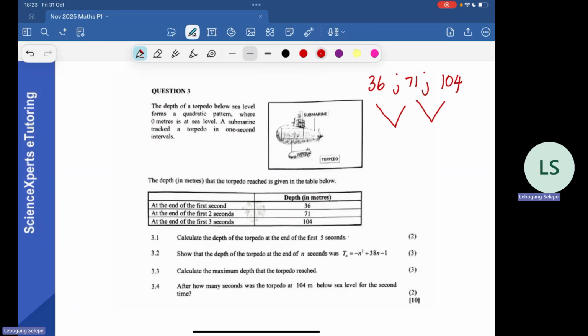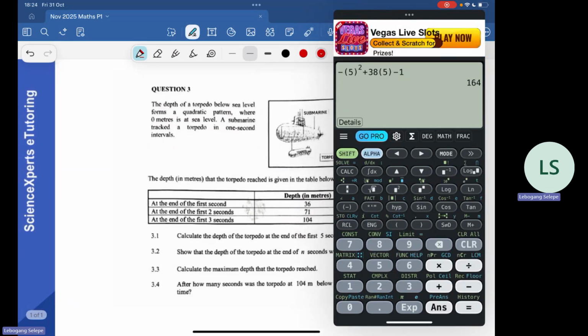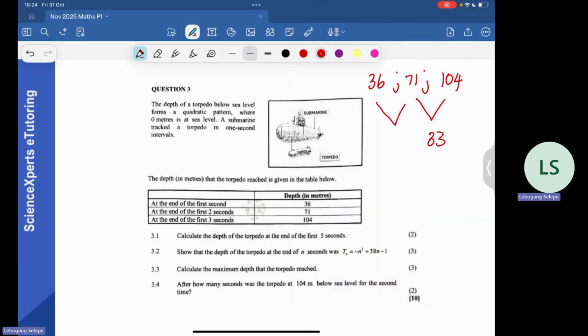So let's say 104 minus 71. Let's see how much we get. We get 33, right? Let's say 71 minus 36. Let's see how much we get. We get 35, right? So here we have 35, and the common difference would be 33 minus 35, which would be a negative 2. The common difference is negative 2.